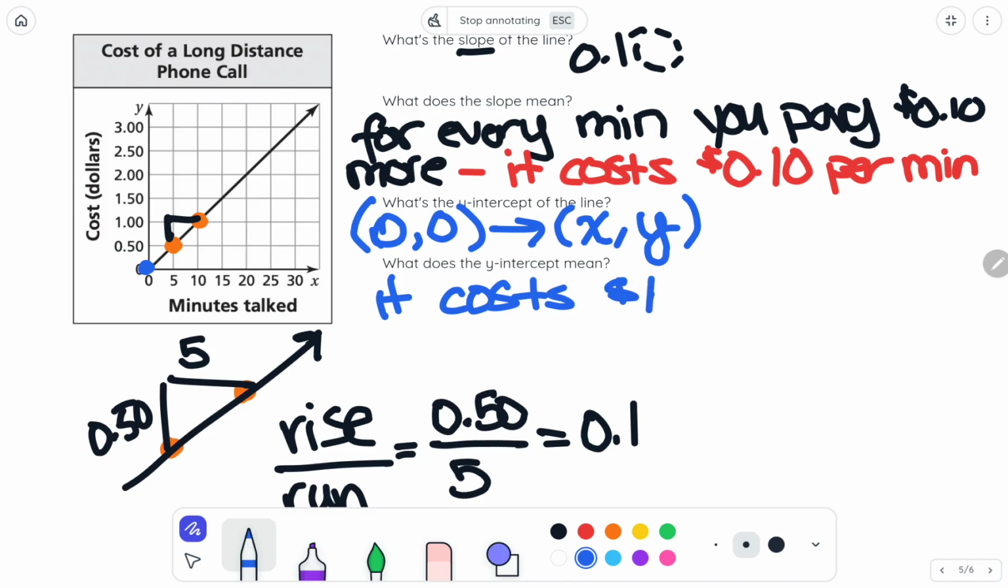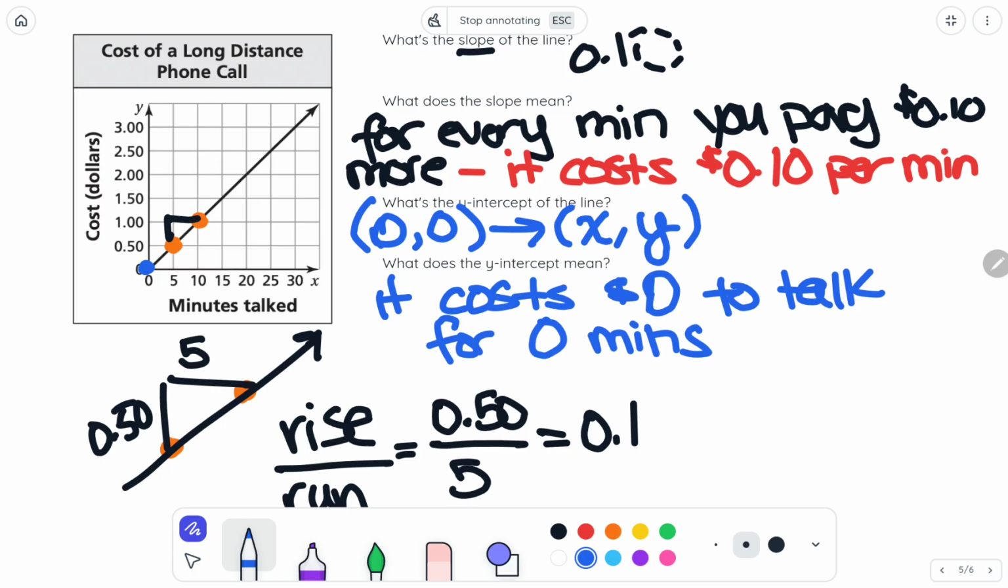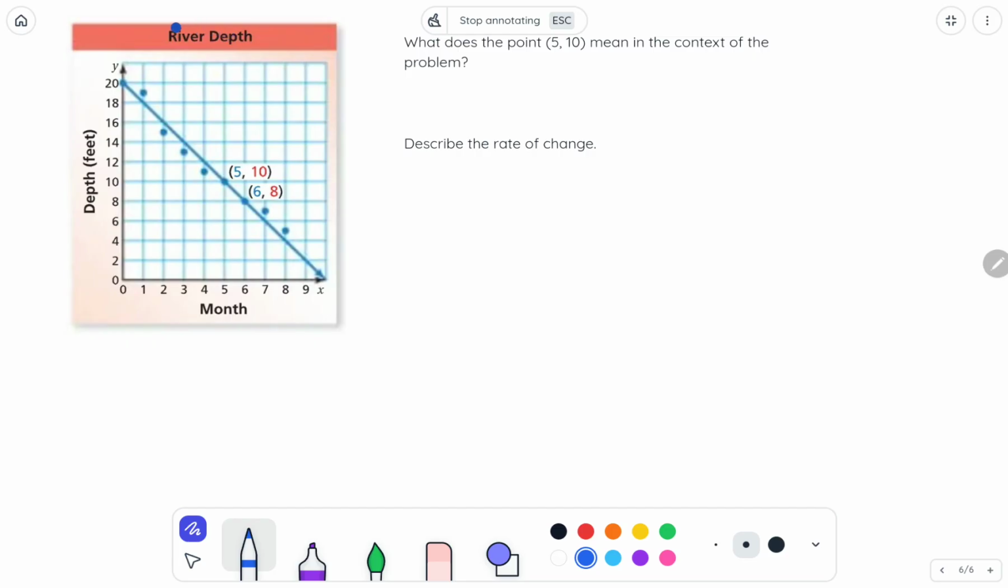It doesn't always make sense. If you don't talk for any amount of time, you shouldn't really have to pay. So that's what this point is, our y-intercept, and it means that when x is 0, y is 0. And again, x is our minutes talked, y is the cost in dollars. So when minutes talked is 0, cost is 0. Boom. And last one, looks like we have another line on a graph.